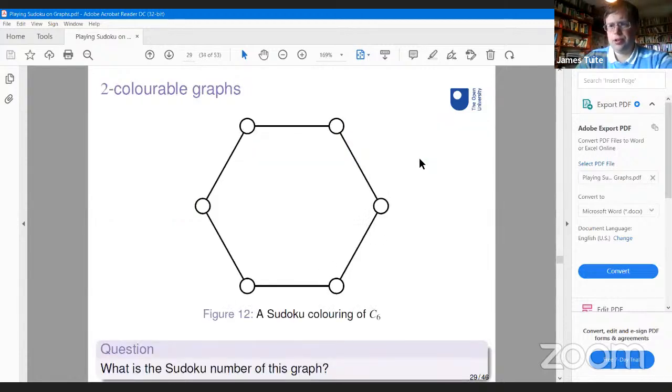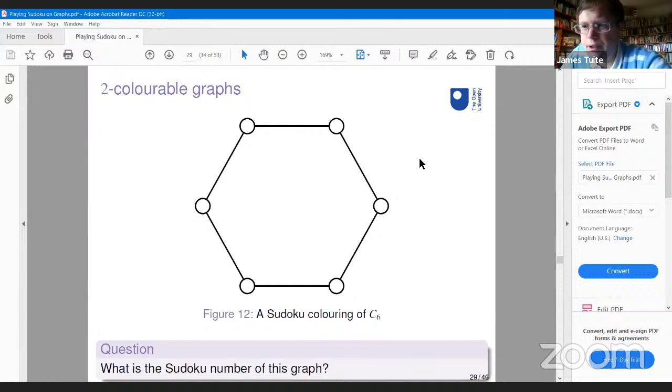Right, let's return to one of the graphs we saw at the beginning, the 6 cycle. Now, you correctly worked out that you need 2 colors to color this in. What's the Sudoku number, would you say, of this graph? What's the smallest number of clues that you need in order to finish a 2 coloring of the 6 cycle? That's a slightly more difficult question. Again, guesses are allowed. So you need to start with a partial coloring, which has just one way of being extended, and you need the smallest number of clues.